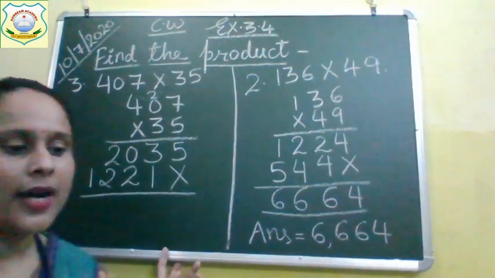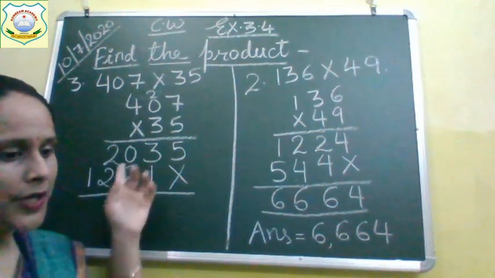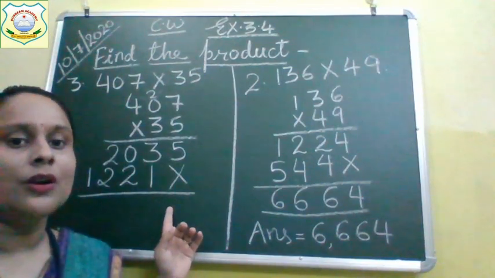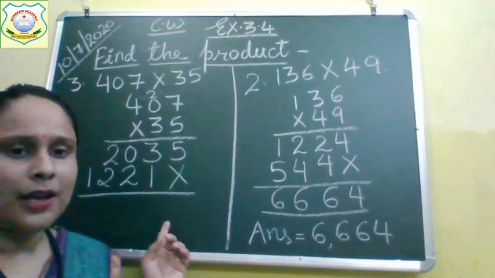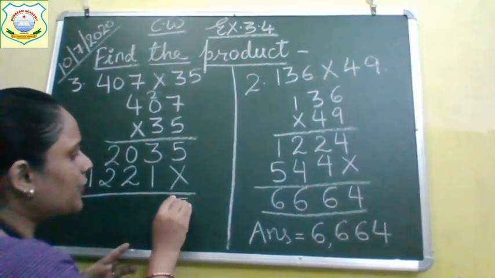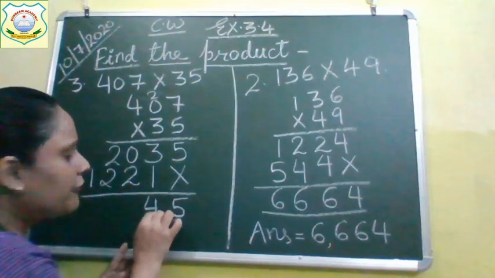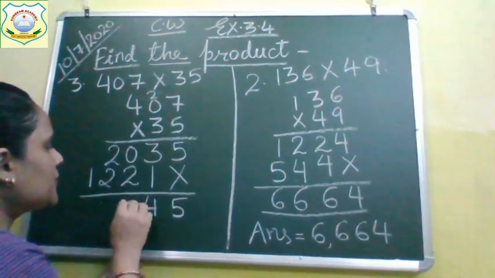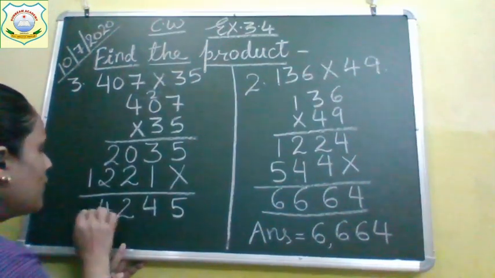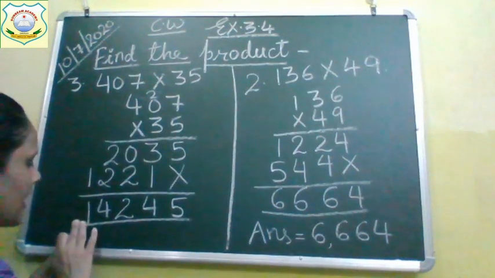Now we got the partial products of both the numbers 5 and 3. Now what we will do? We will add both the numbers to get the final product. Here 5 plus 0 you will get 5. 3 plus 1 you will get 4. 0 plus 2 you will get 2. And 2 plus 2 you will get 4. And here 1. Now you all will read the numbers with me.